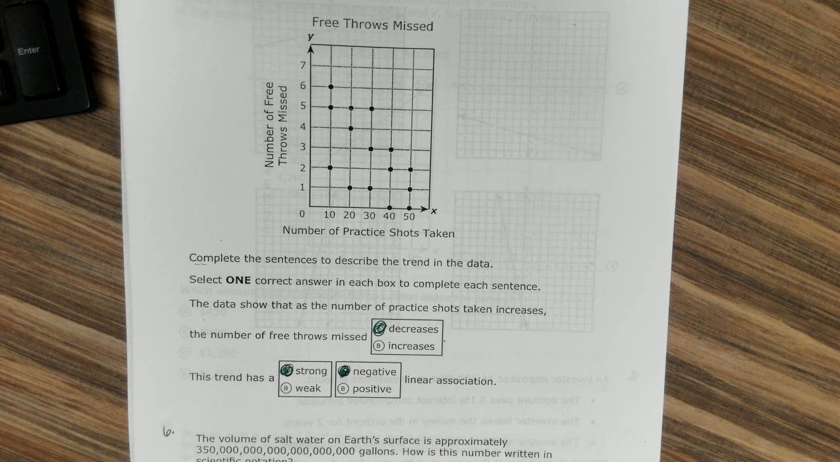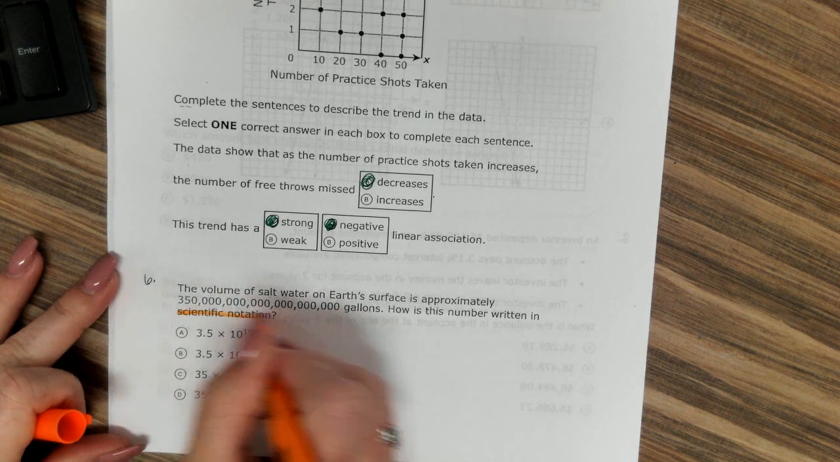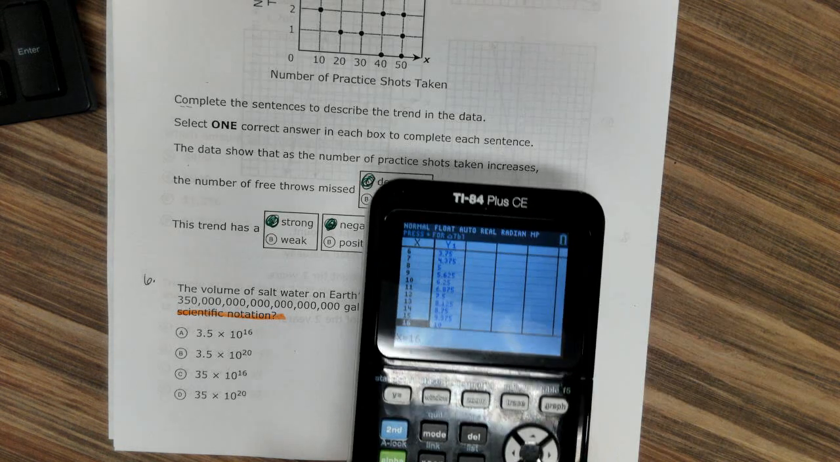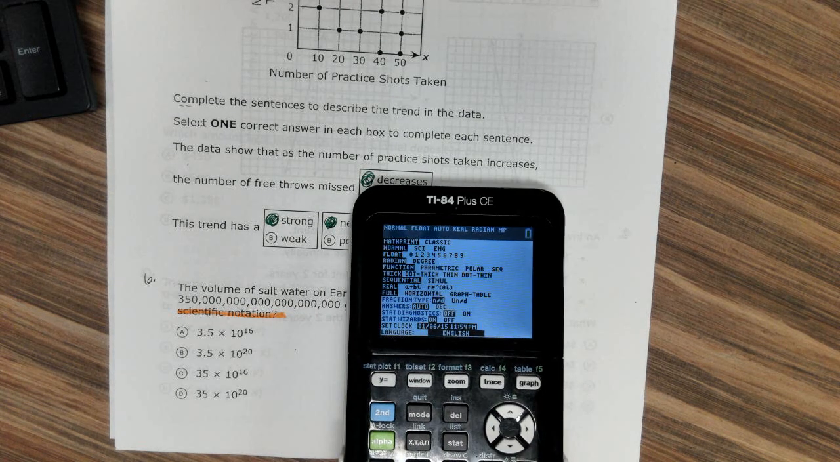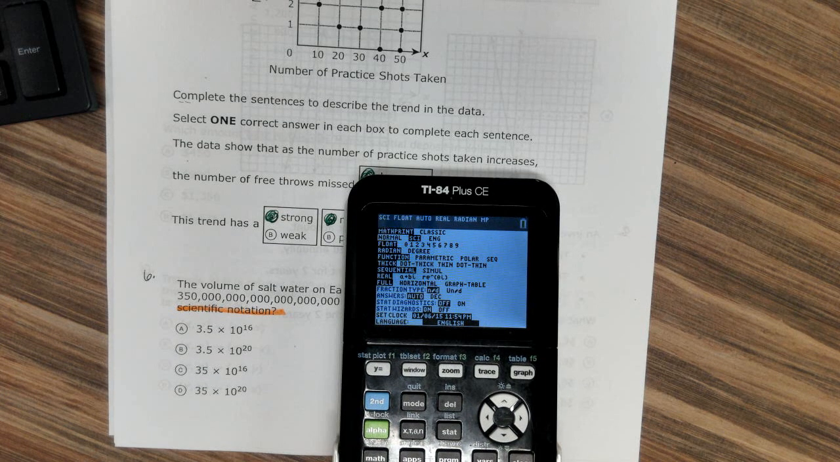All right, number 6. The volume of salt water on Earth's surface is approximately that much. How is this number written in scientific notation? Who tells me what to do? Mode. So I'm going to go in my calculator. Everybody should be doing this. To mode, what am I going to do? Normal scientific. Go to SCI and hit enter.